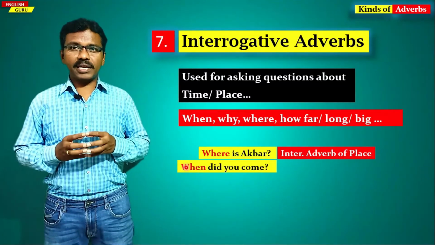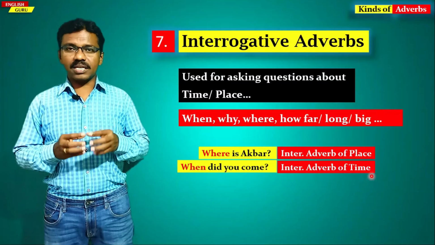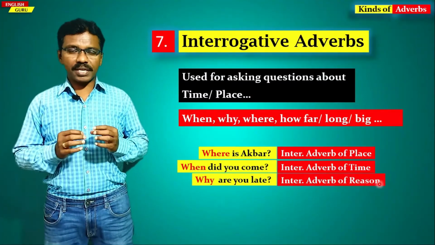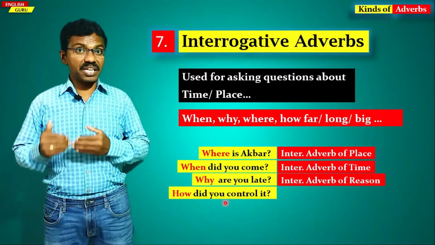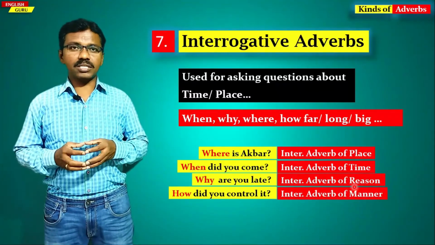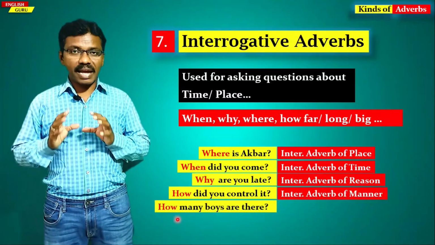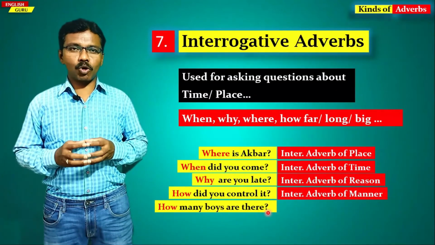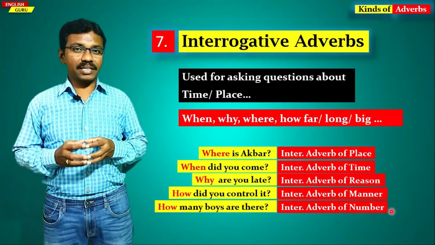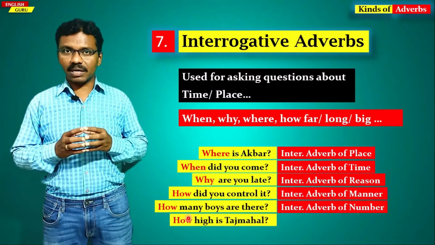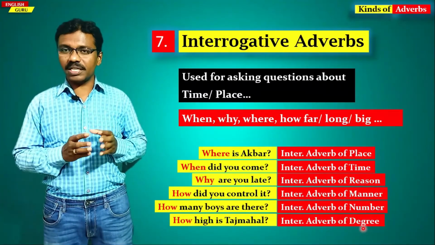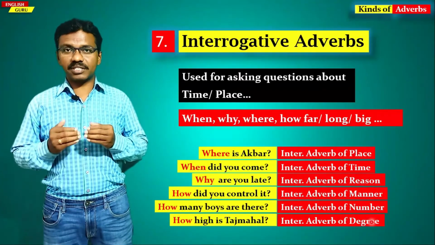In the next sentence, when did you come? The word when is an interrogative adverb of time. Why are you late? The word why is interrogative adverb of reason. Whereas if you say how did you control it? So the word how is an interrogative adverb of manner. In the next sentence, how many boys are there in the hostel? The word how is an interrogative adverb of number. Whereas if you say how high is Taj Mahal, the word how here is interrogative adverb of degree.